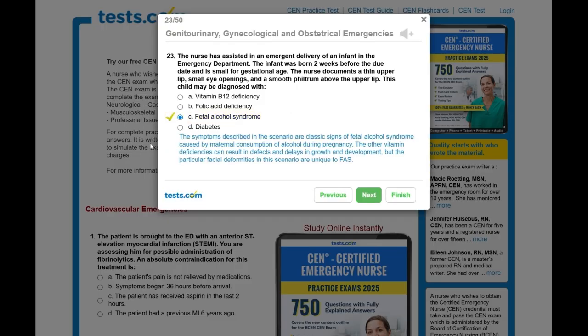C. Fetal alcohol syndrome. The symptoms described in the scenario are classic signs of fetal alcohol syndrome caused by maternal consumption of alcohol during pregnancy. The other vitamin deficiencies can result in defects and delays in growth and development, but the particular facial deformities in this scenario are unique to FAS.